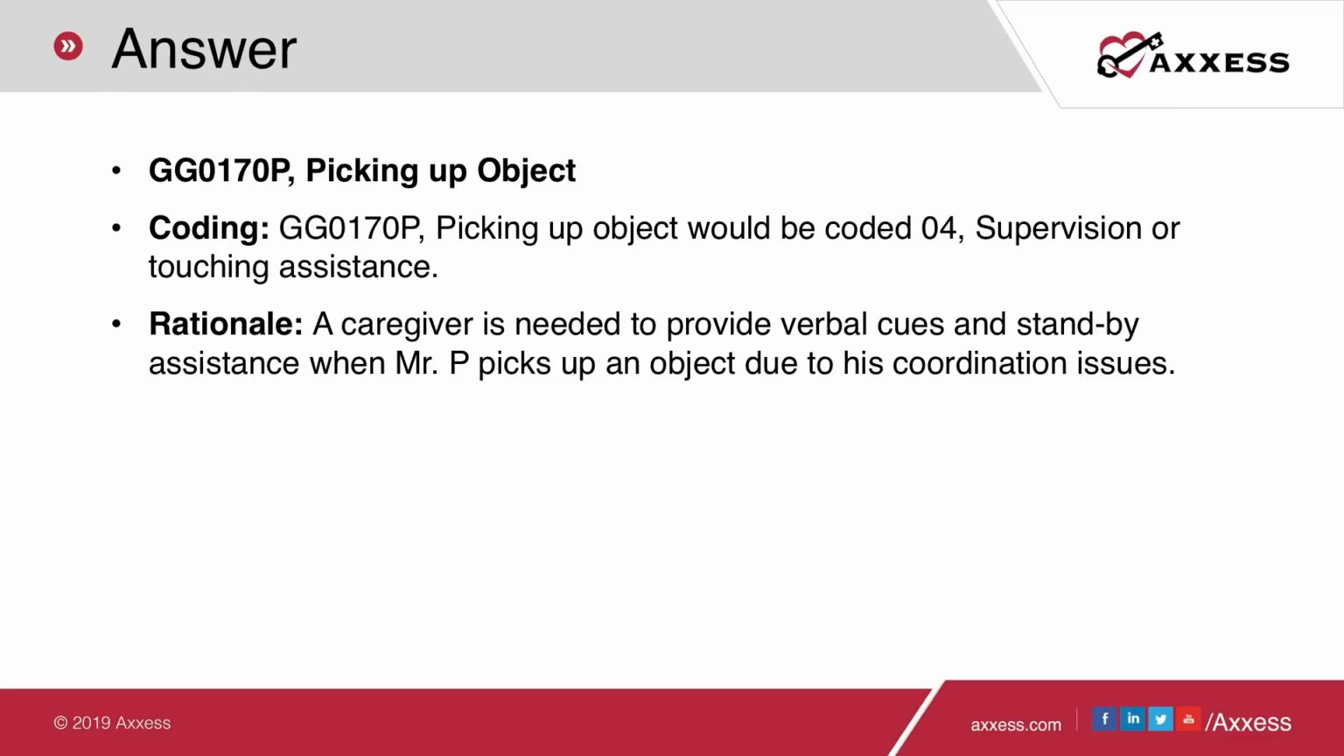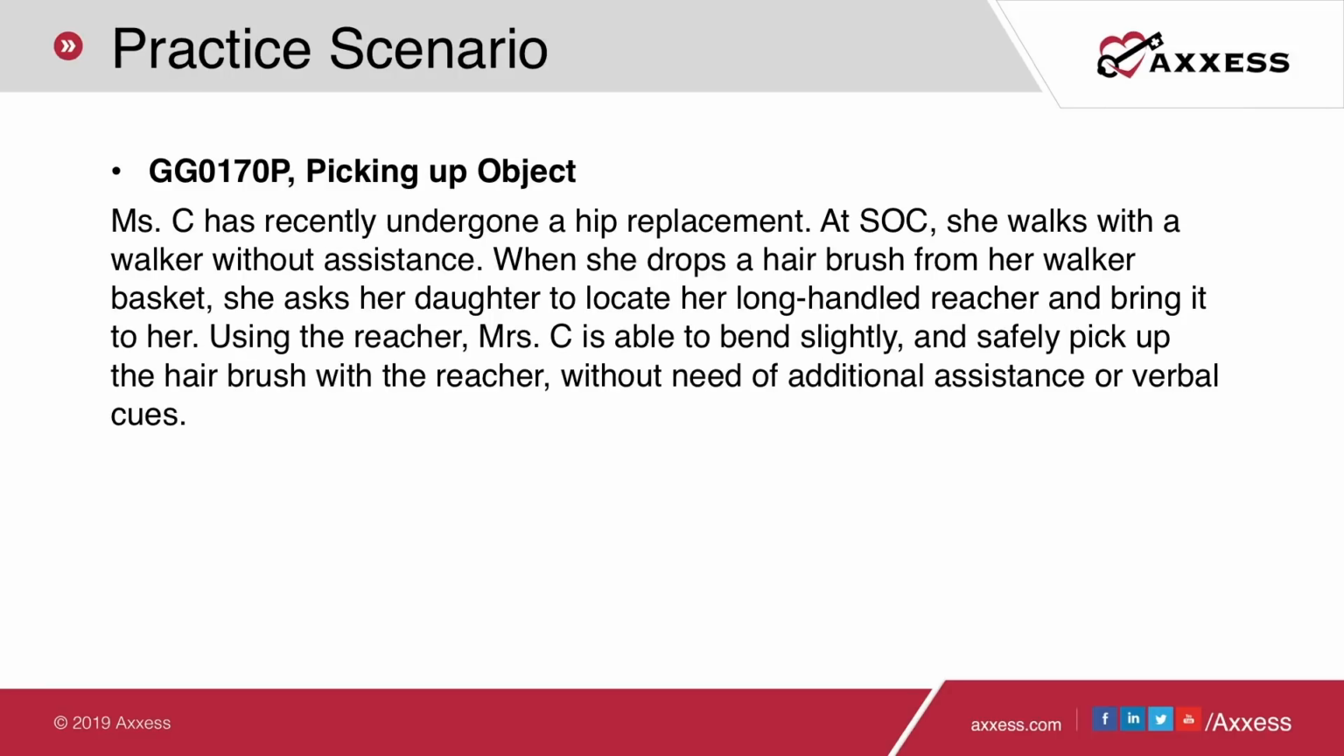GG0170P would be coded as number 4, supervision or touching assistance. A caregiver is needed to provide verbal cues and standby assistance when Mr. P picks up the object due to his coordination issues. Let's look at another example of GG0170P.